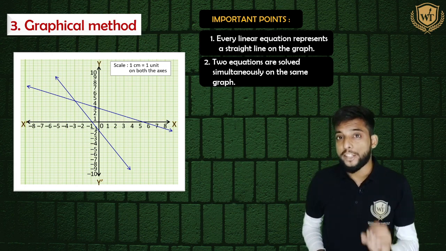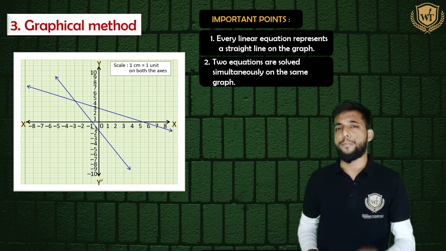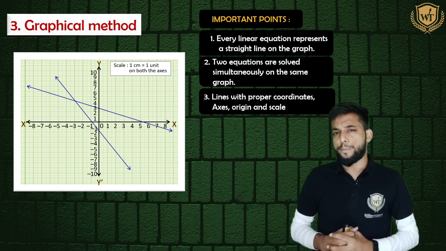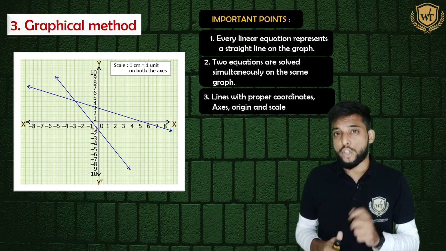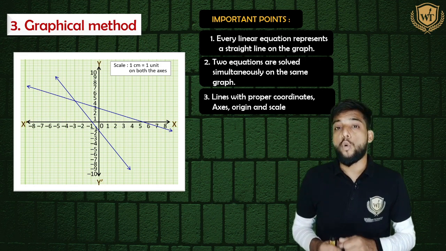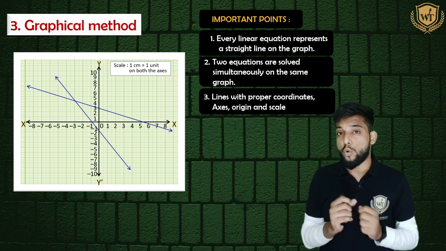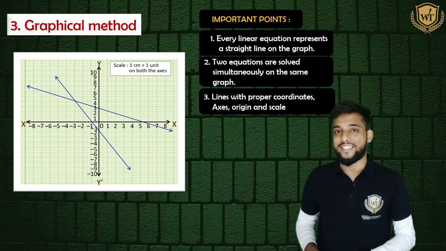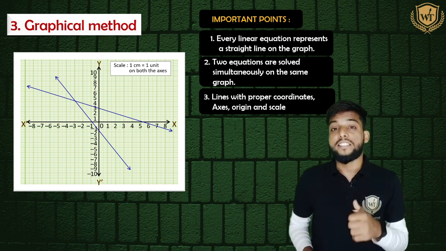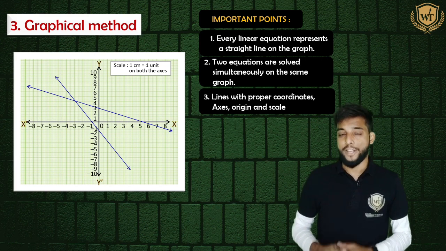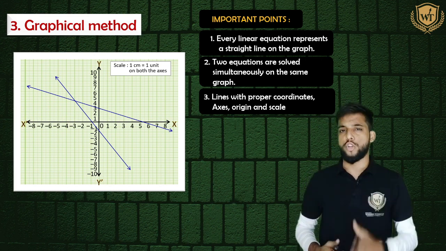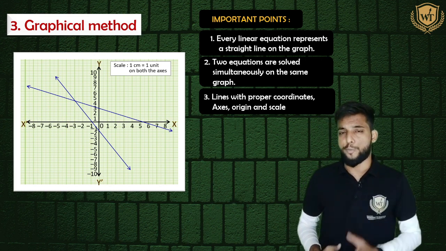Now graph hai, to isse we get very important point number three. Whenever you are plotting the graph, remember this point students, the scale should be properly written, the coordinates of the points on the lines should be properly written, the axis should be mentioned and the origin should be there. Kuch bhi miss ho gaya, you lose your marks. So remember all these points students.